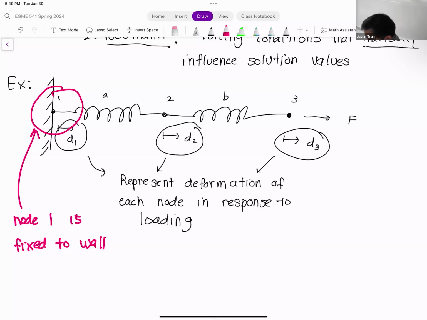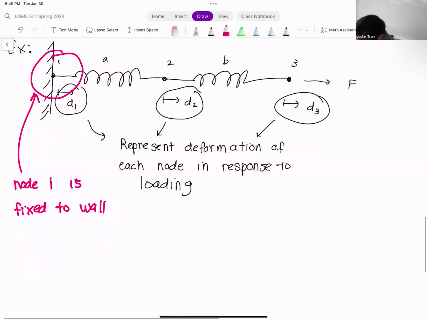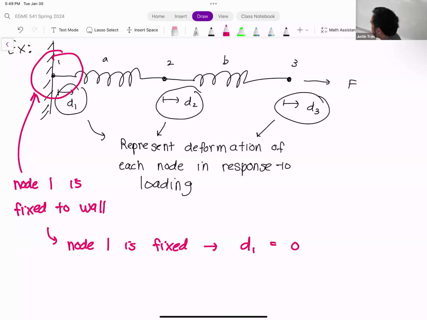And the thing about this wall is that we've been told in the problem that this is a fixed wall. So that means this wall is not going to move. And if that wall is not going to move, that means node 1 is also fixed. And if node 1 is fixed, that means its deformation must be 0. So that means here that we know just from the diagram that D1 is equal to 0.